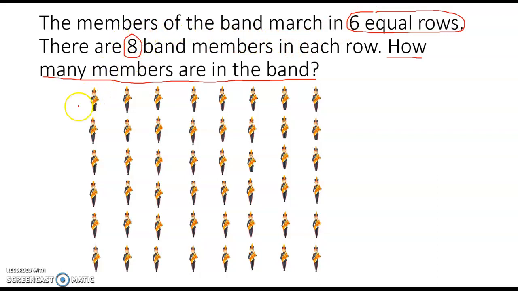So I made an array, 1, 2, 3, 4, 5, 6 rows. And there's 1, 2, 3, 4, 5, 6, 7, 8 band members in each row. The fact that I'm trying to solve is 6 times 8. That's a difficult one. So I know that I can break 6 up into 5 and 1. So what if I made 2 arrays?